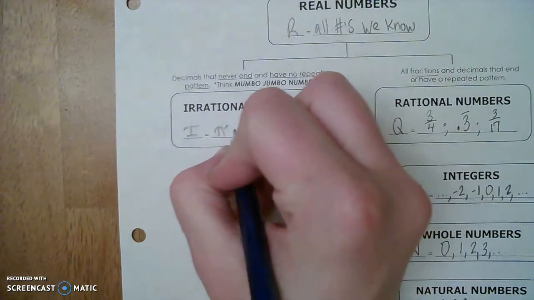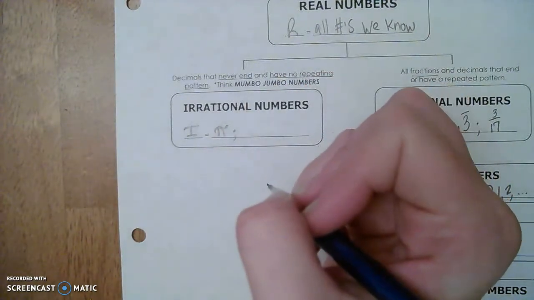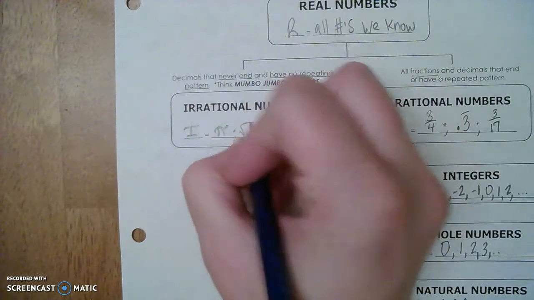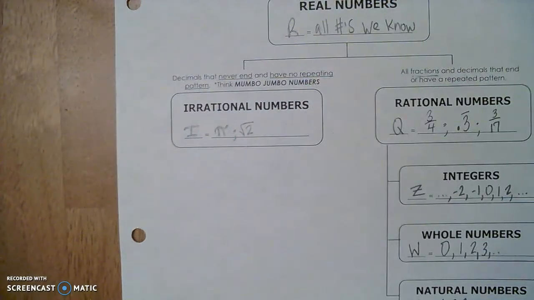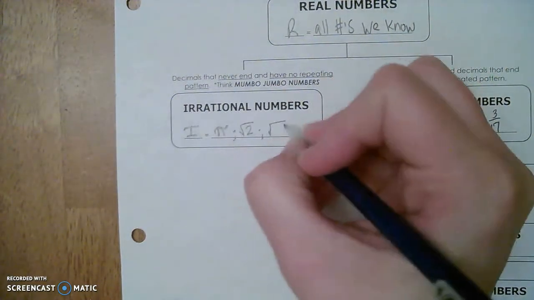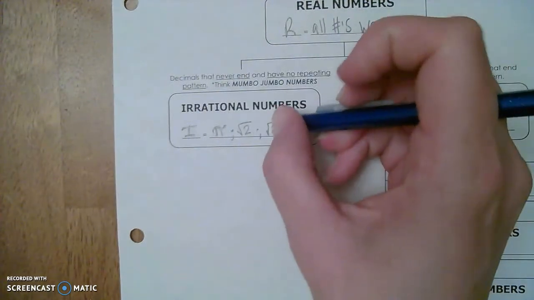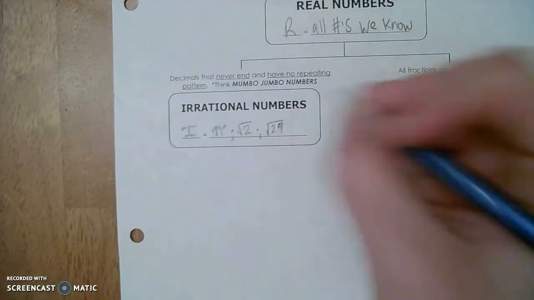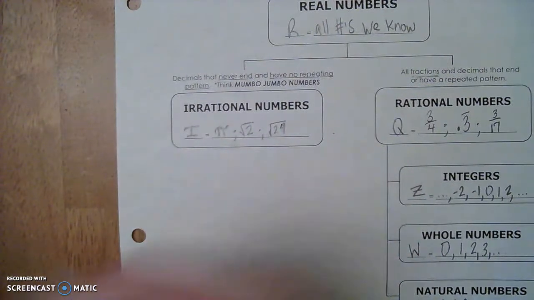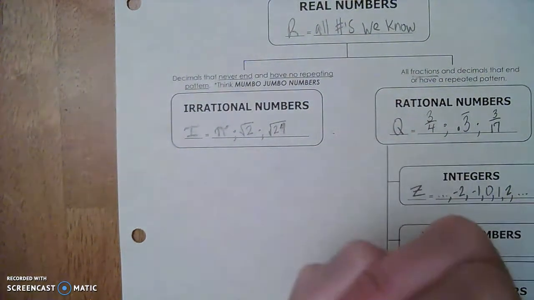All right. Any non-perfect square root. So you'll see square root of 2 all the time. There is nothing that you can multiply by itself to give you 2. So lots and lots of square roots are irrational numbers. The square root of, let's say, 24. There's nothing you can multiply by itself to give you 24.